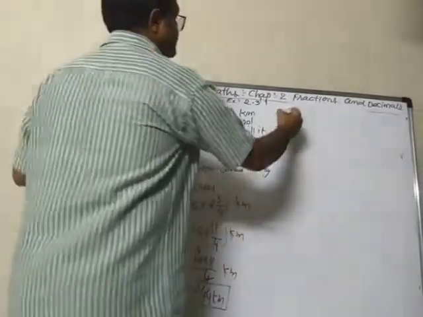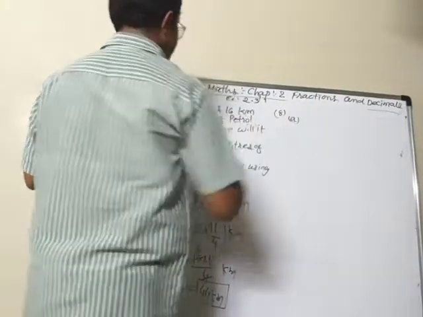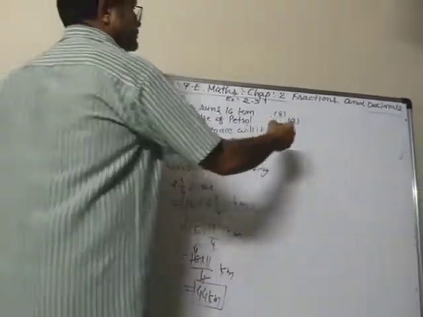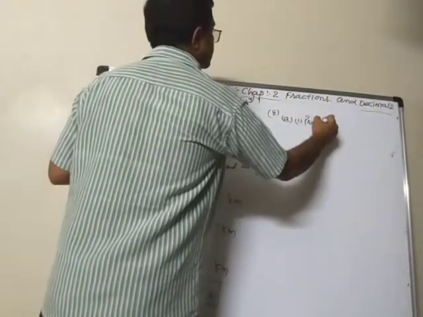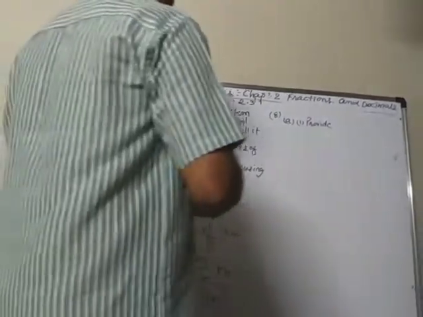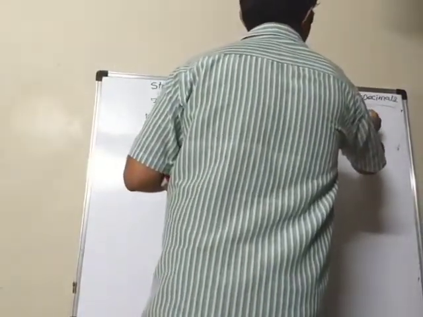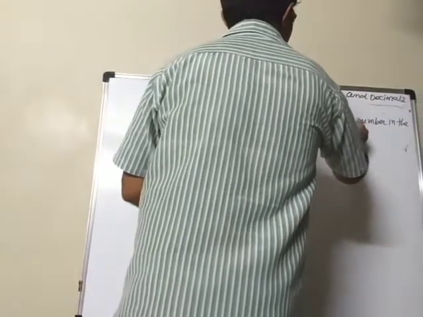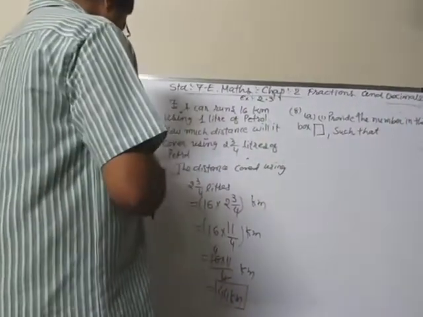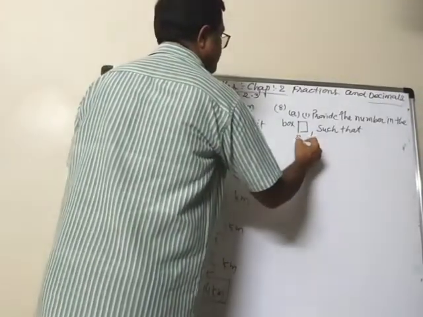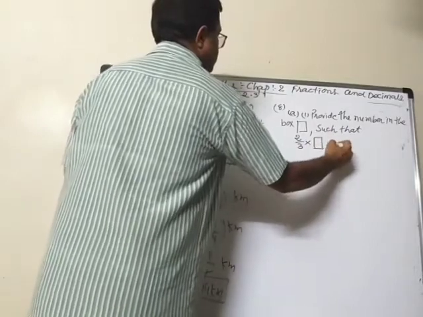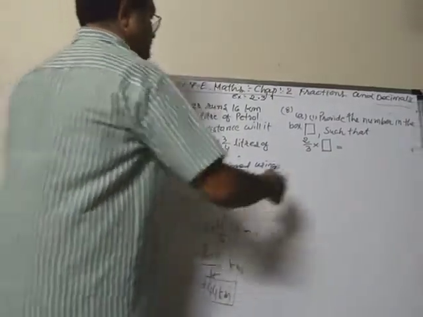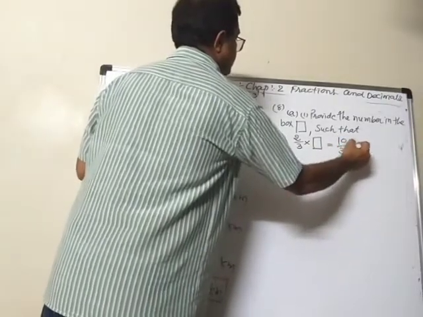Now the question number 8, in which first A, 1, provide the number in the box such that 2 by 3 multiplied by box is equal to 10 upon 30.